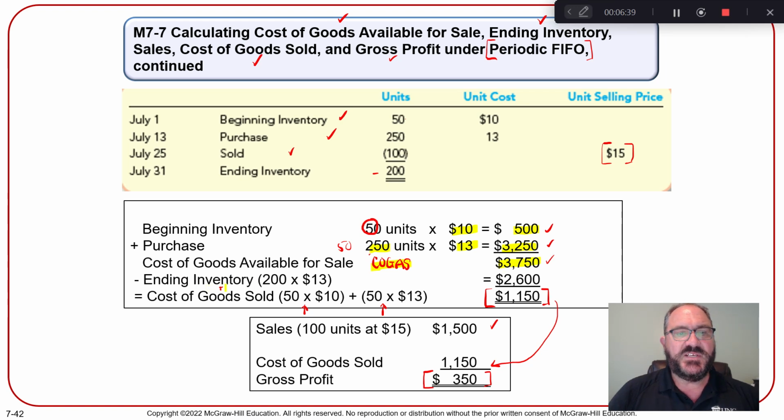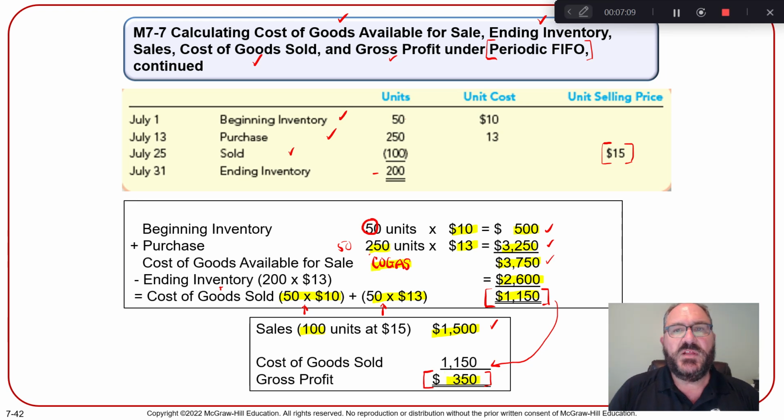We actually wound up selling it. Take the ending inventory. What are we going to have left? We're going to have 200 of these left. So 200 by $13 is 2,600 bucks. Our cost of goods sold is going to be the 50 times 10, 50 times 13, and we get 1,150. What's our gross profit? Well, we sold them at $15 each, 100 units at $15, minus our cost of goods sold, gives us a gross profit of 350 bucks.